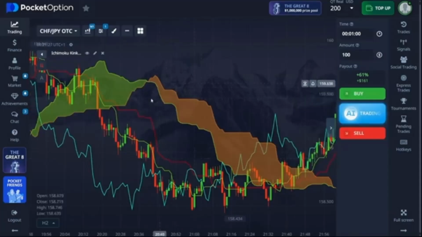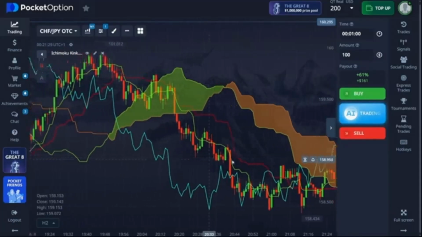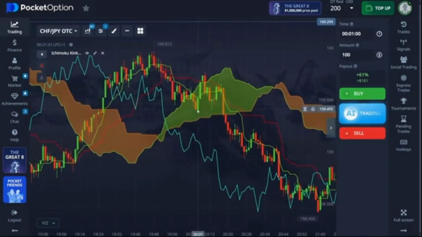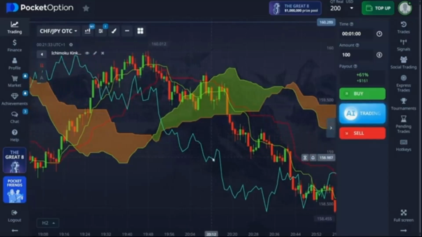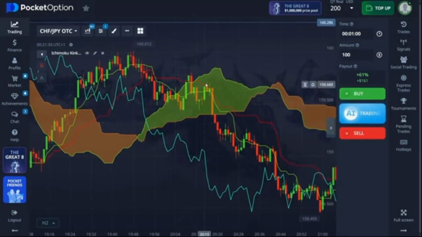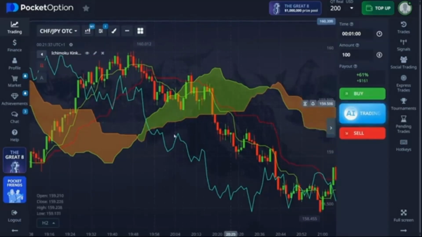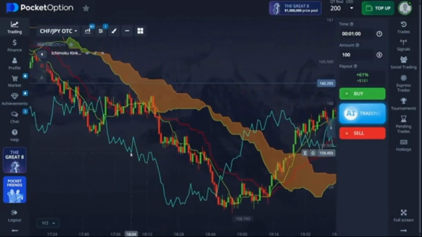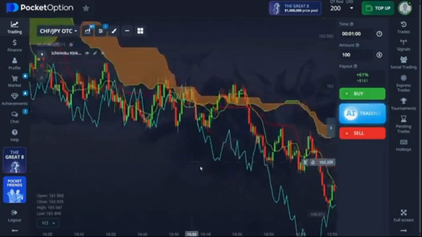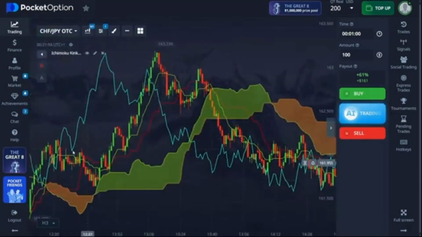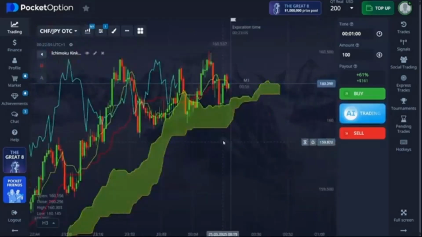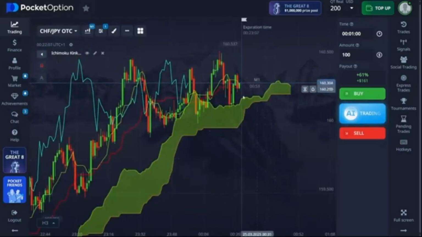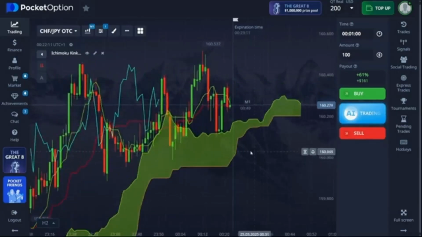You can clearly see in the past that when the cloud was red, the price was falling. The cloud does a great job of showing the current trend. Right now, we can see the price above the green cloud, and every time it approaches the cloud, it bounces upward.